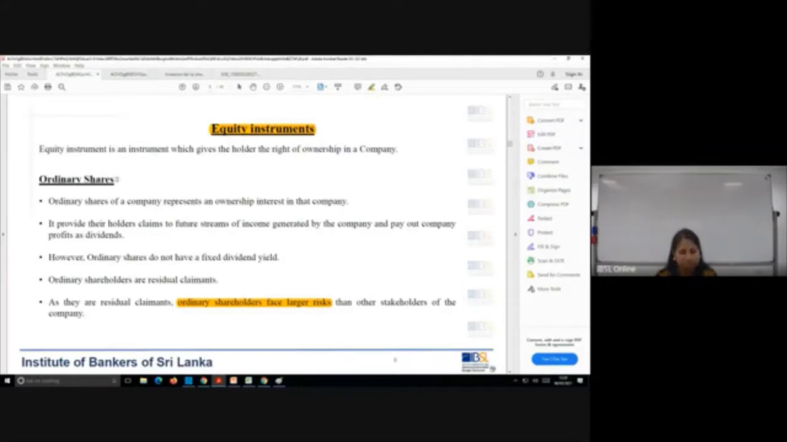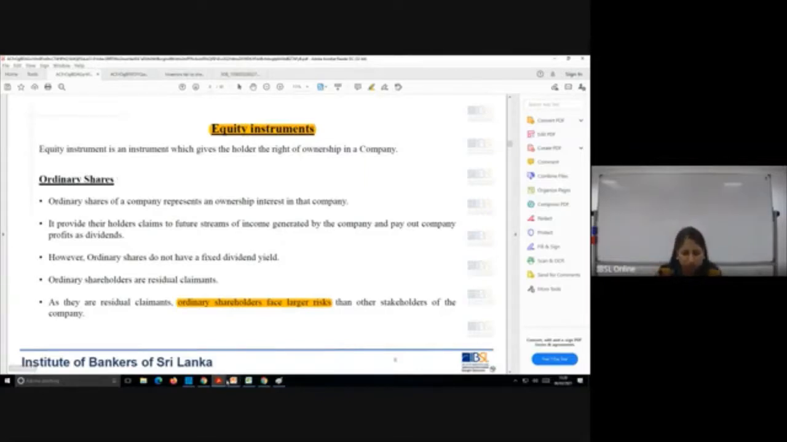How would they split it? They would have one category of ordinary share which gives you both ownership and control. But you might have another class of ordinary shares which gives you ownership, but you do not have control over the company. Now you will be confused, what is this? How can you have two types?